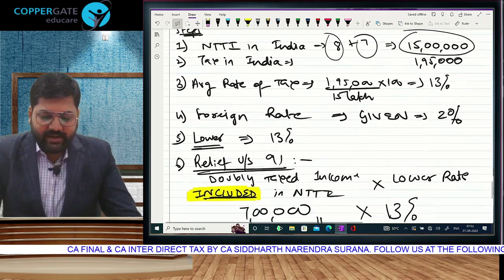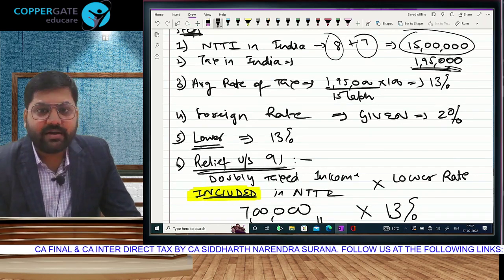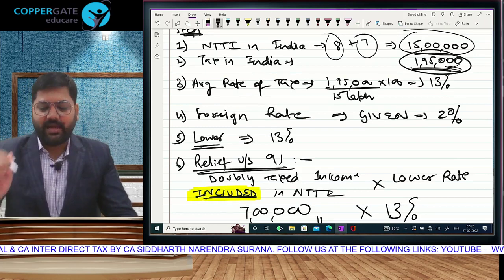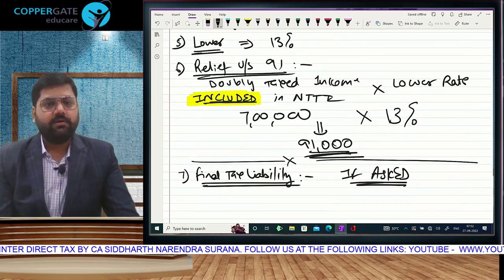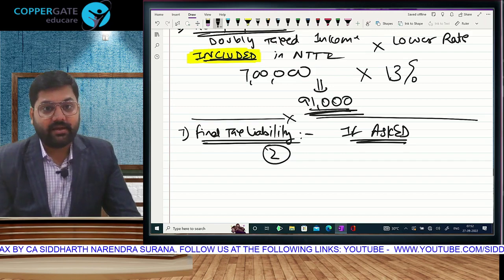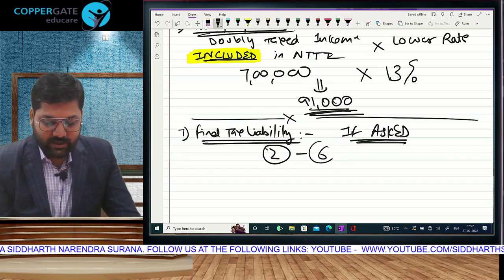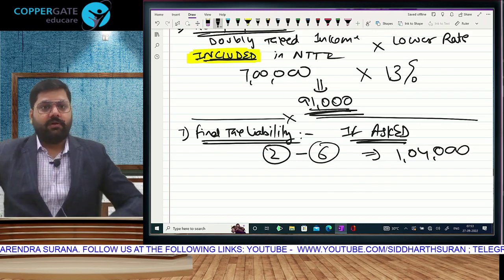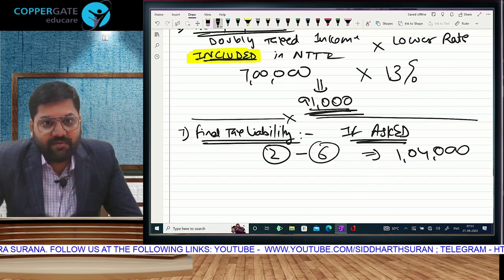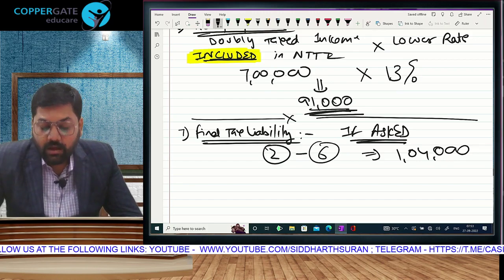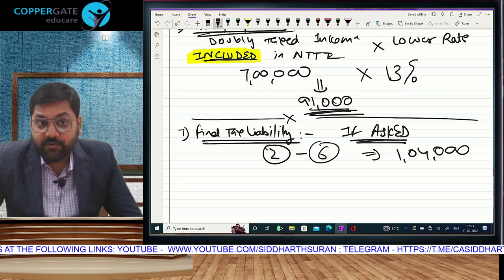If I don't get any relief, this will be my tax liability before relief. And from this tax liability, I am eligible to get relief of 91,000. Can I say the tax liability before any relief minus the relief finally available? 1,04,000. Is that clear? Whoever got the wrong answer, is that clear now? Okay. Now listen. Be very careful. Institute plays dirty games with students in exams.